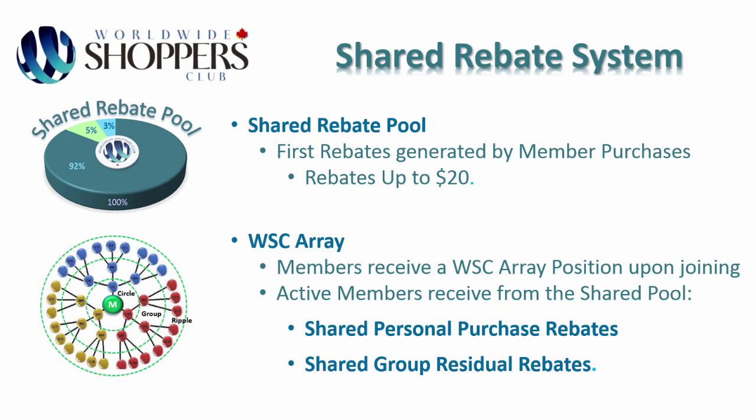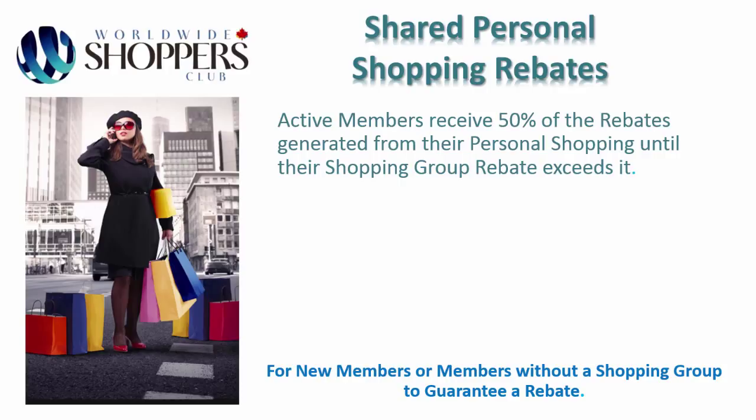Only active members, those generating at least $10 of rebates to put into the pool, receive from the shared pool. And they receive shared personal purchase rebates and shared group residual rebates. And we're going to take a look at each one of those. So as far as their personal shopping rebates, here's the rule. An active member receives 50% of the rebates generated from their personal shopping until their shopping group rebates exceed it.